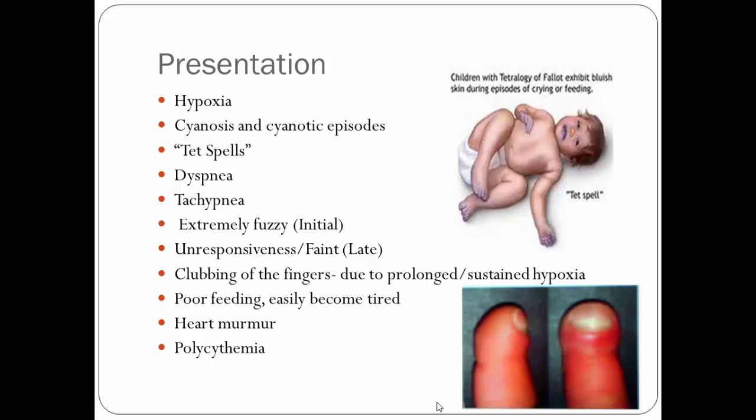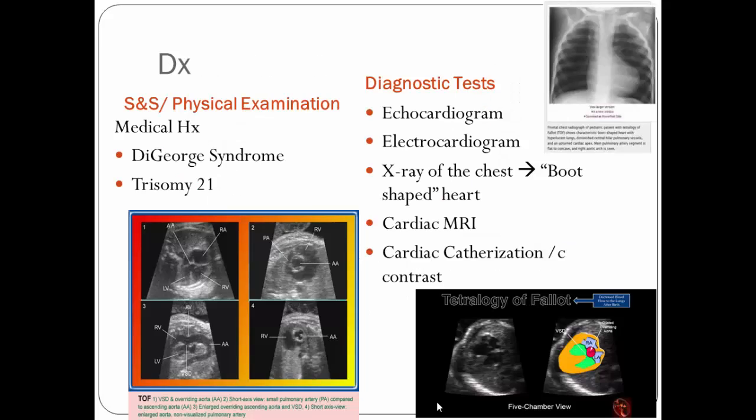A CBC may reveal polycythemia as the body attempts to compensate for hypoxia by producing more red blood cells. In addition, parents of some children with TOF that is less severe may report that the child squats frequently upon symptoms and feels better after doing so.